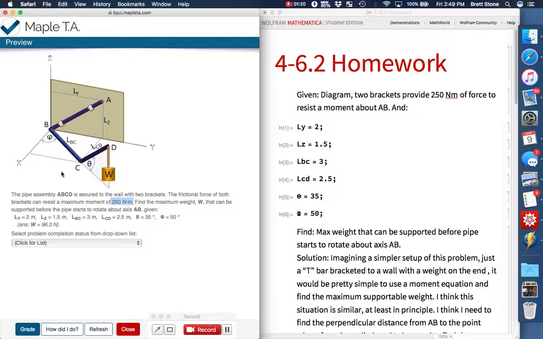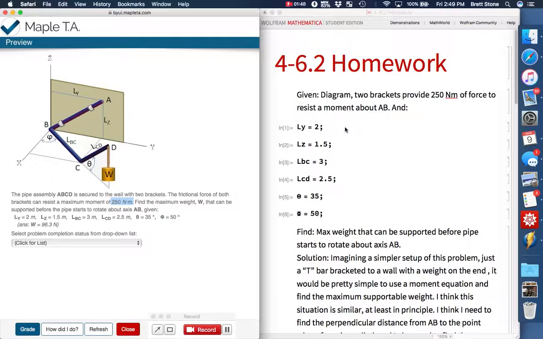I could just set up my moment equation and solve for the weight, as long as I knew the length of the moment arm. Those same principles are key here. We need to figure out what the moment arm is and make sure that it's perpendicular to AB. And then we also need to figure out how long that moment arm is. Then we can set up our moment equation, and it's going to be pretty easy to go from there.